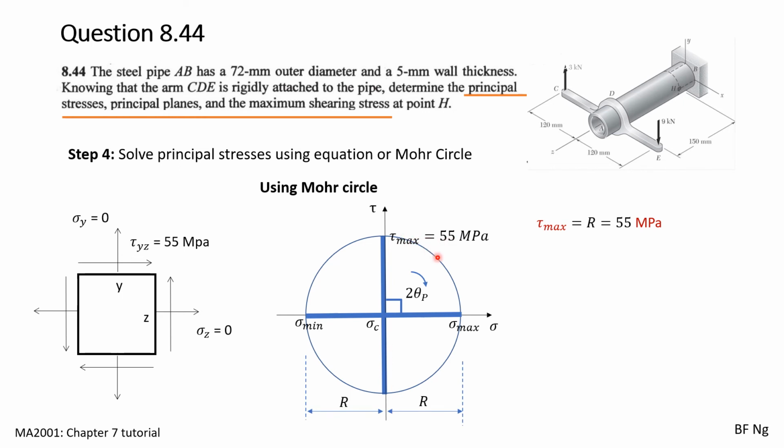To get the principal stresses, we rotate this line to become horizontal. As we rotate it to become horizontal, we obtain sigma max and sigma min. Sigma max is just 55, and sigma min is just negative 55, because this is at the origin. For the angle of rotation, 2 theta p is just 90 degrees, as such theta p is 45 degrees and negative 45 degrees, which means that we are able to rotate the line clockwise or anti-clockwise.